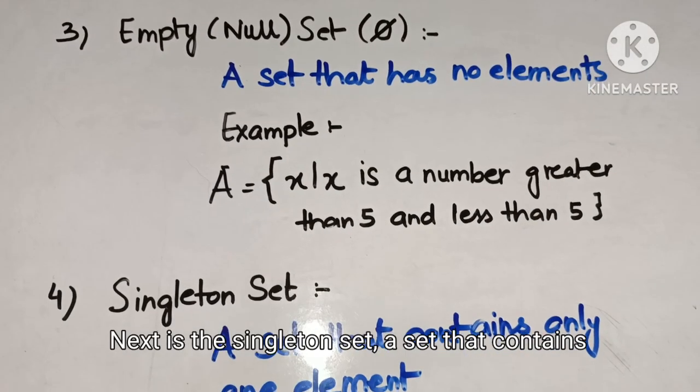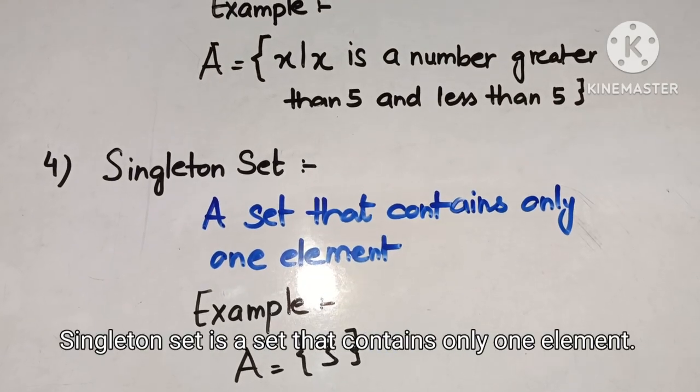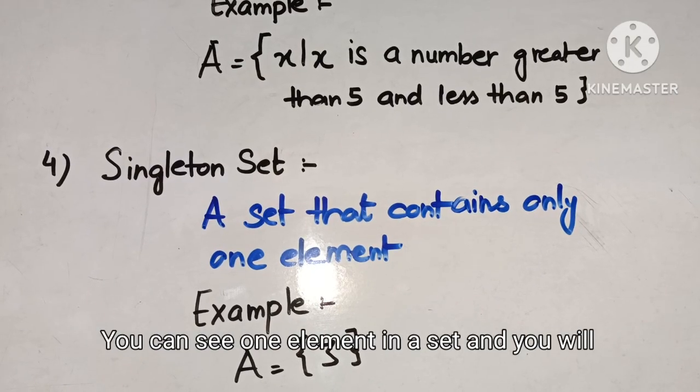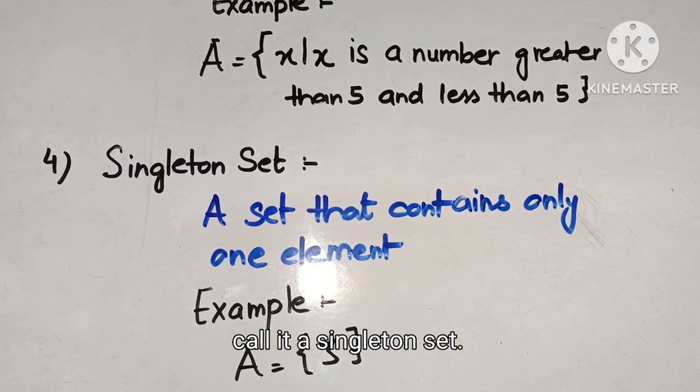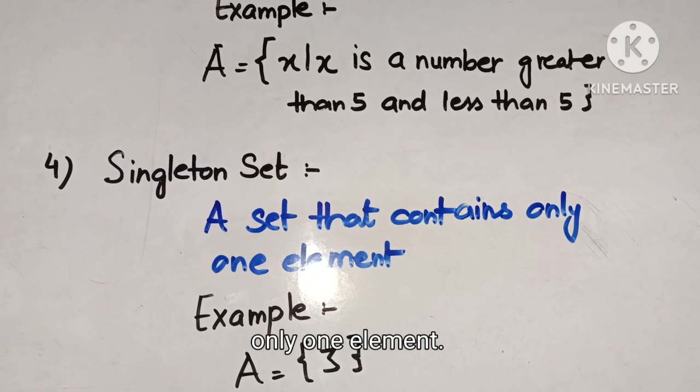Next is the singleton set, a set that contains only one element. A singleton set is a set that contains only one element. You can see one element in a set and you will call it a singleton set. For example, A = {3}. So there is only one element.